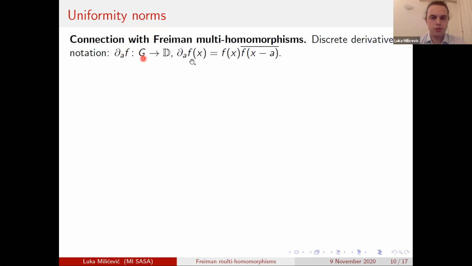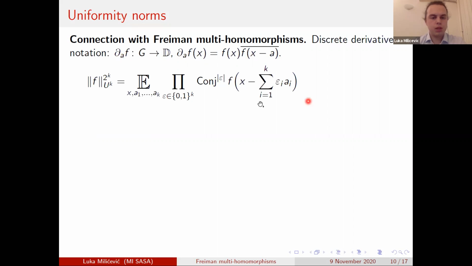So you fix A, which is your difference, and then the derivative with difference A of f is just f of x times the conjugate of f of x minus A. As I mentioned already, if you look at the definition of the uniformity norm, you can express it much more neatly using this derivative notation. So once again, you take the expectation over all parameters, so over x and over the size of your additive cubes a1 up to ak. And then you end up with this thing, which exactly makes an additive cube with base point x with sides a1, a2 up to ak.